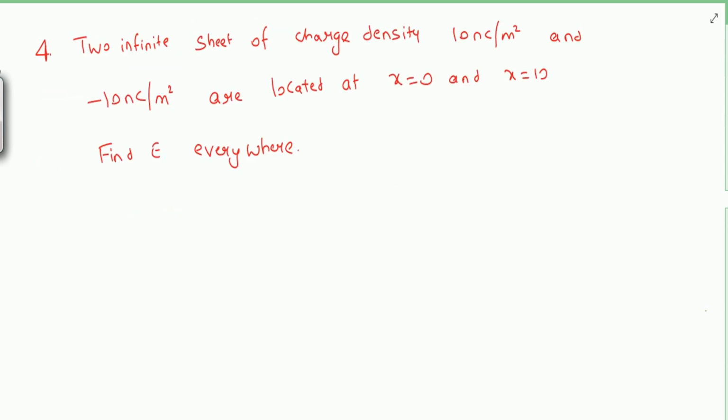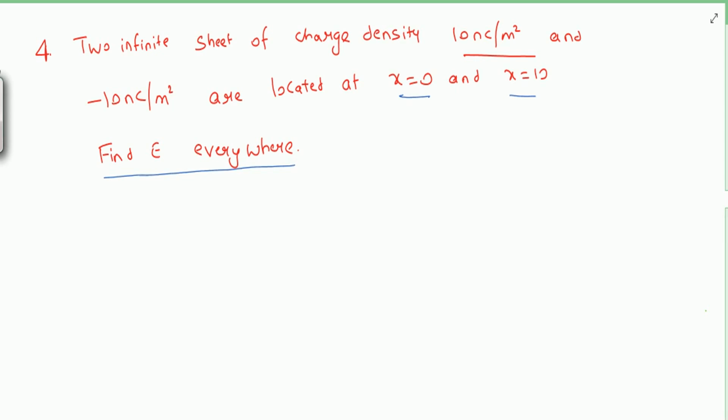So this is our next question. Here two infinite sheets of charge density 10 nanocoulomb per meter square and minus 10 nanocoulomb per meter square are located at x equals 0 and x equals 10. Find E everywhere. Everywhere means to the right and left of x equals 0, and to the right and left of x equals 10: find the electric field everywhere.